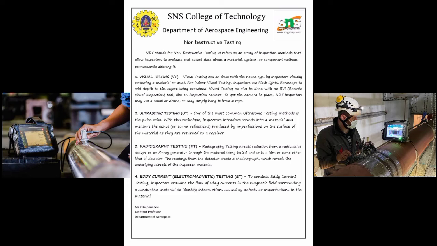Dye penetrant testing, a non-destructive testing method, refers to the process of coating a material with a liquid and then looking for breaks in the liquid to identify imperfections inside the material, or any flaws, gaps or damages. The next one is leak testing.